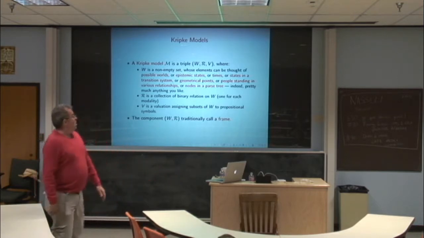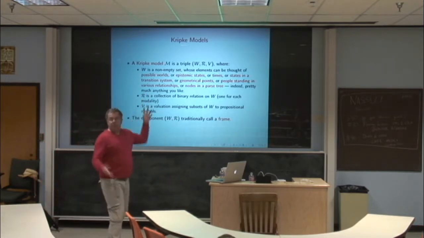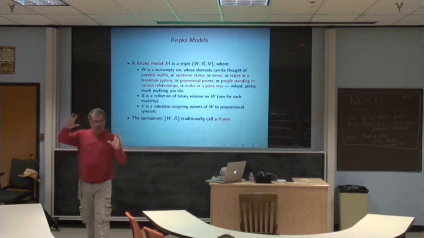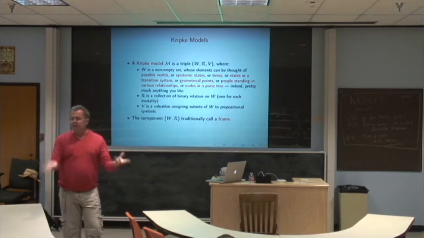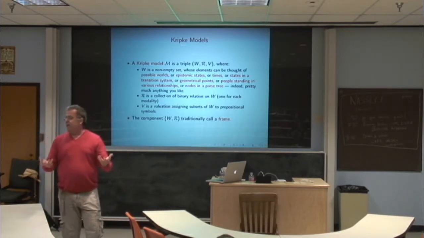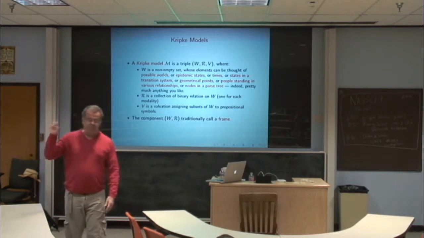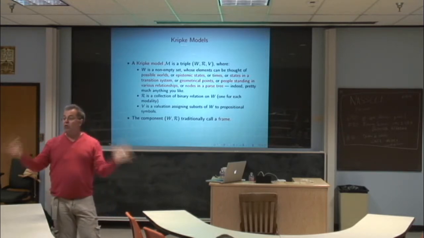Evaluation. This is where we give the atomic information. You know, which one is true or false? Let's just go for male or female, and give it the natural valuation. So female, female, male, etc. Kripke model. Got it? That's it.